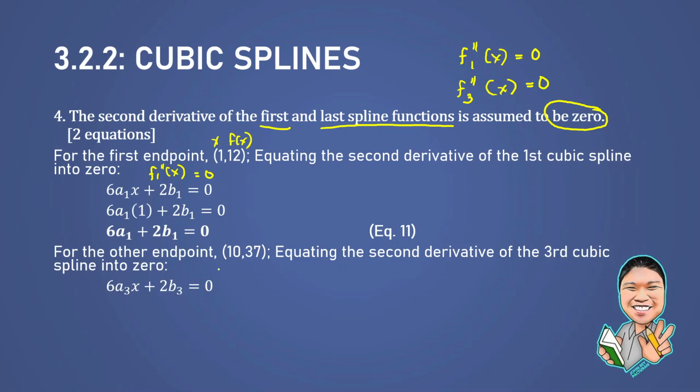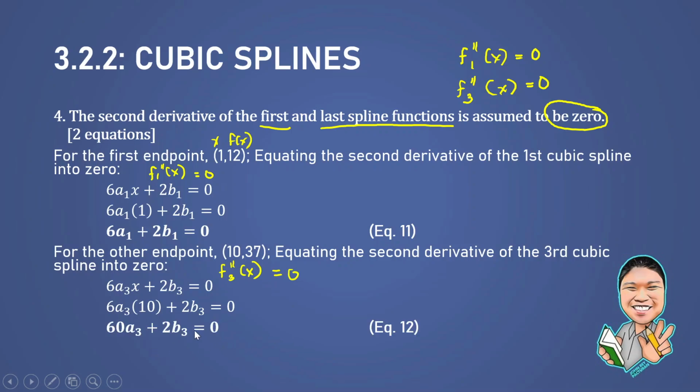So, 'di ba, itong function na to is ito yung second derivative nung pangatlong spline natin. If you are going back doon sa ating derivation of the second derivative. Kaya, substitute nyo lang tong x equals 10 kasi 'di ba may x pa dito. So, 6a sub 3 times 10 plus 2b sub 3 is equal to 0 or 60a sub 3 plus 2b sub 3 is equal to 0. So, meron na tayong equation 12.